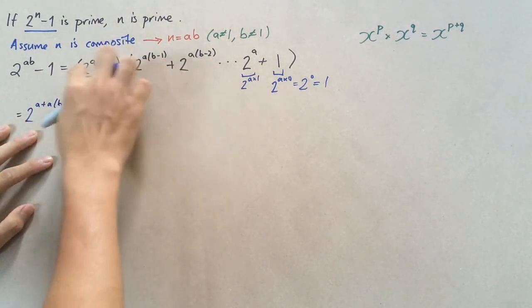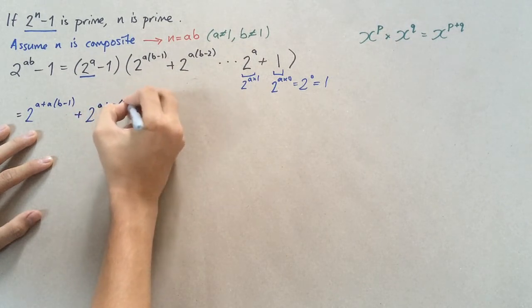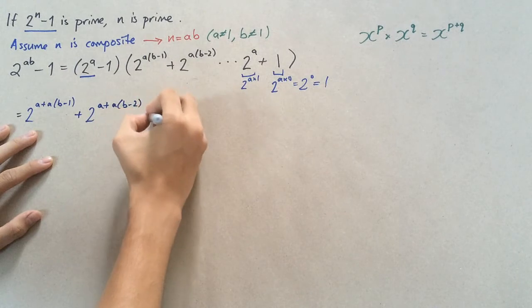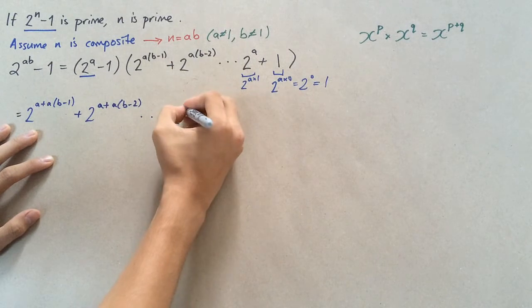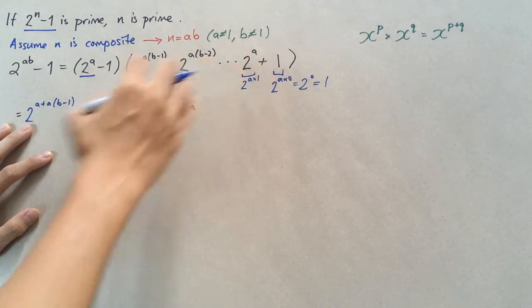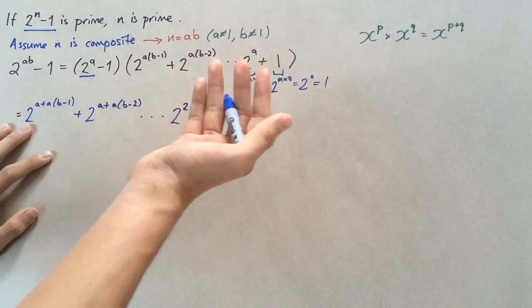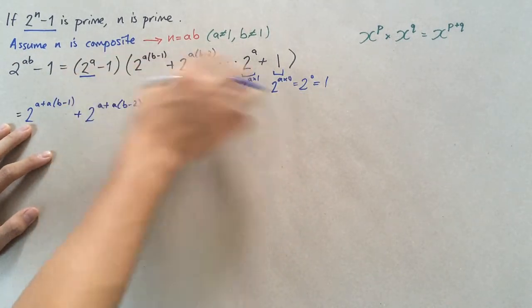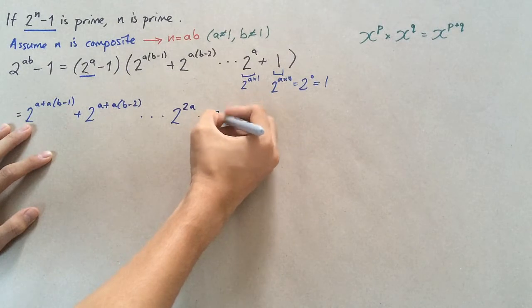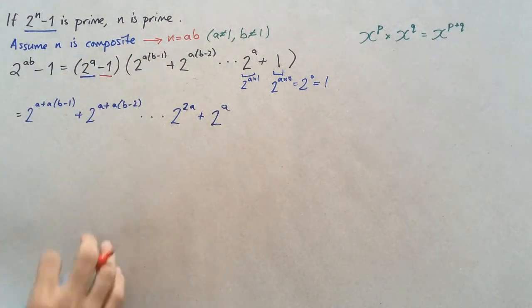Plus the next bit, which is going to be a plus a times b minus 2, etc., etc., until we get a plus a, which would be 2a, because a plus a is that. I just kind of did it for you. And then we get a plus 0. A plus 0 is nothing, so you just write 2a. And also because 2 to the power of a times 1 will just be the same thing. Now we will multiply out the minus 1 bit, right?